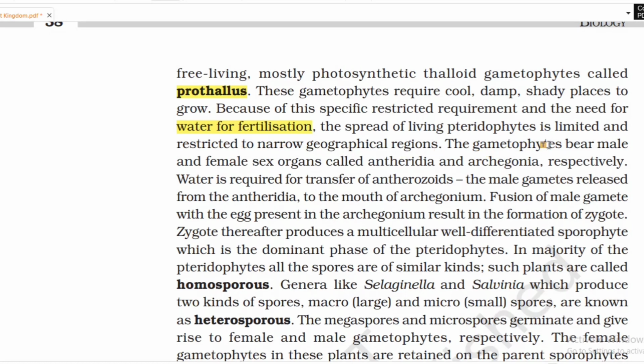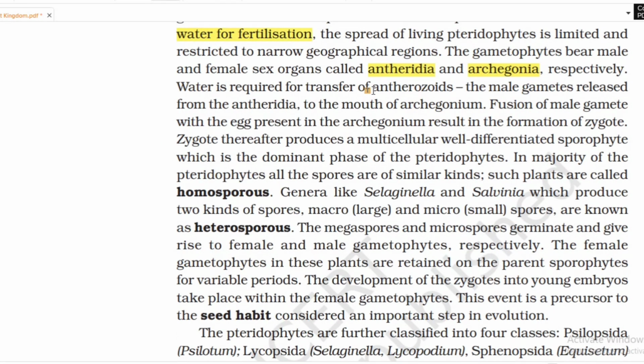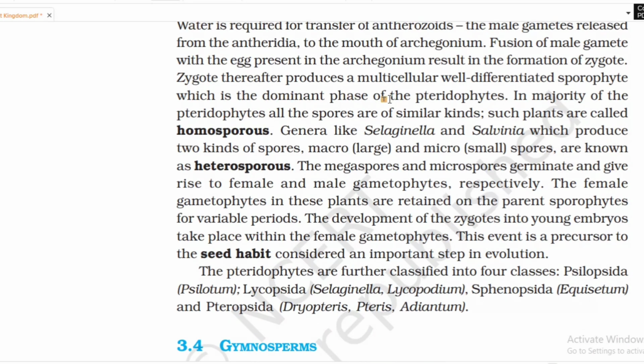Gametophytes bear male and female sex organs called antheridia and archegonia, respectively. Water is required for transfer of antherozoids, the male gametes released from the antheridia, to the mouth of the archegonium. Fusion of the male gamete with the egg present in the archegonium results in the formation of the zygote. The zygote thereafter produces a multicellular well-differentiated sporophyte, which is the dominant phase of pteridophytes.